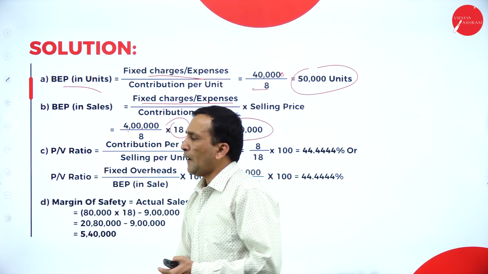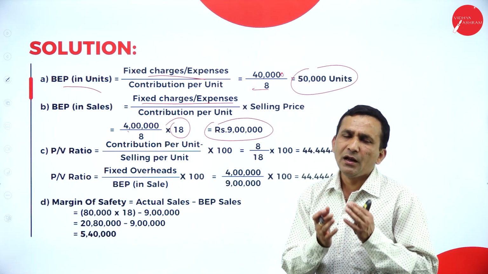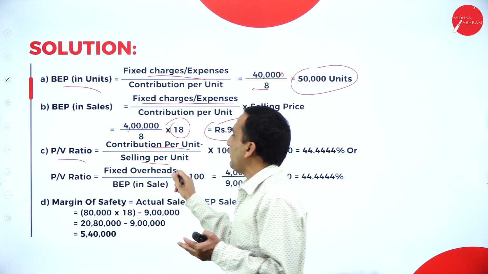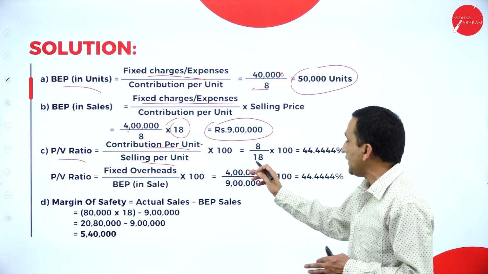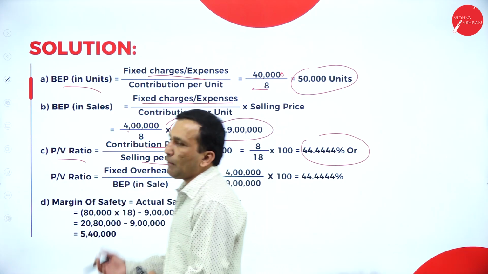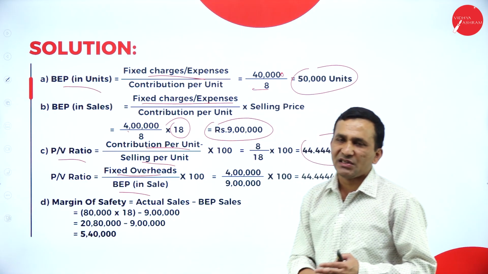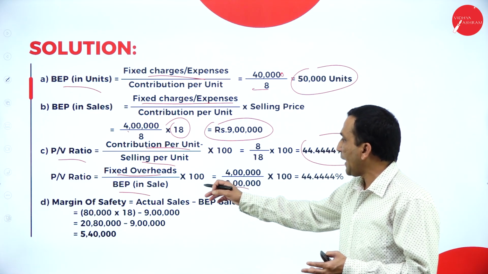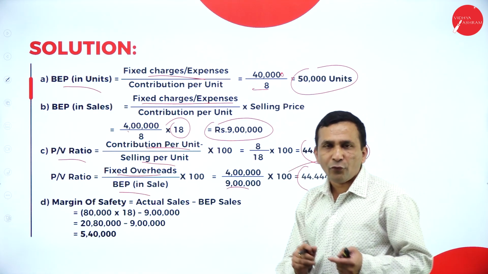So one more formula to find out the PV ratio, because there are different formulas we can apply according to your information. Okay. So the PV ratio, contribution per unit divided by selling price into 100. Contribution we got 8 divided by new selling price 18. If you multiply, 44.44% we are getting. Or you can apply one more formula to find out the PV ratio. Fixed overheads divided by break-even sales value. Fixed overheads given 4 lakh divided by new break-even sales 9 lakhs. So obviously the same answer, 44.44%, we are getting.